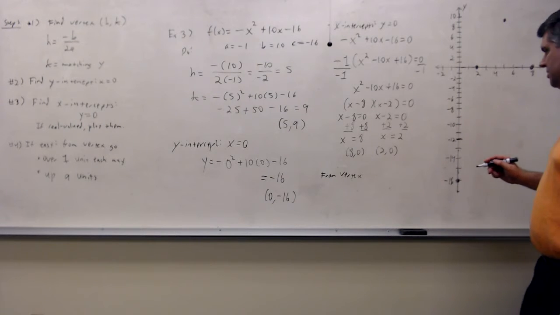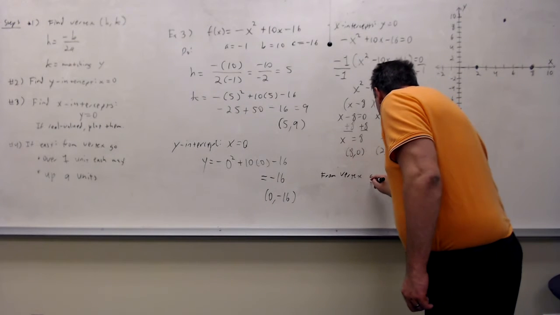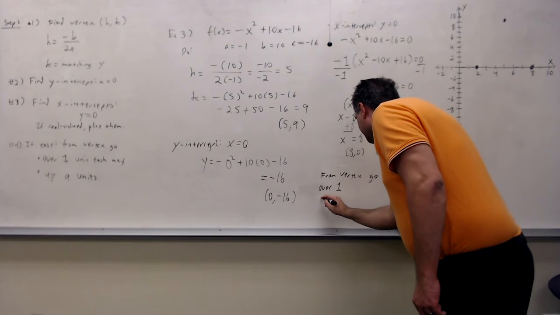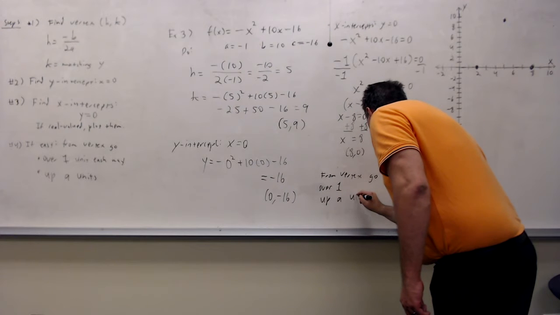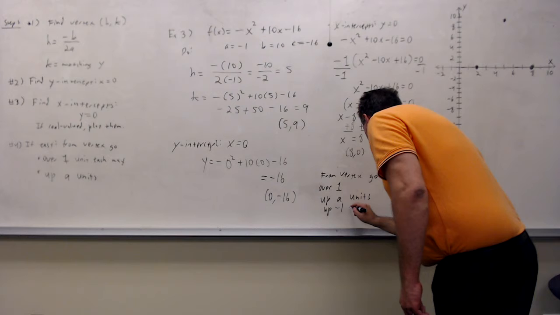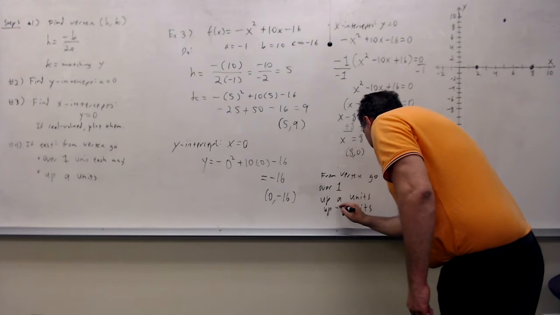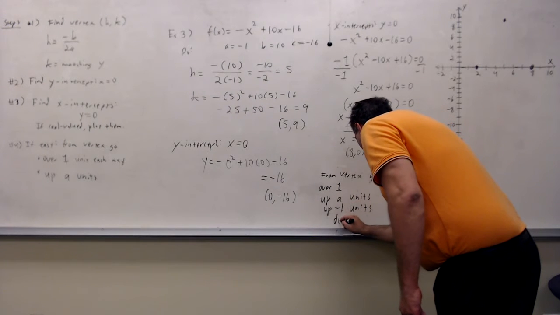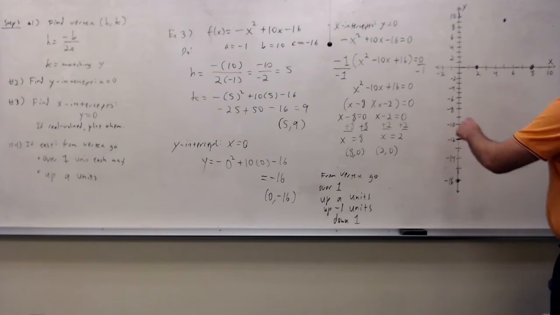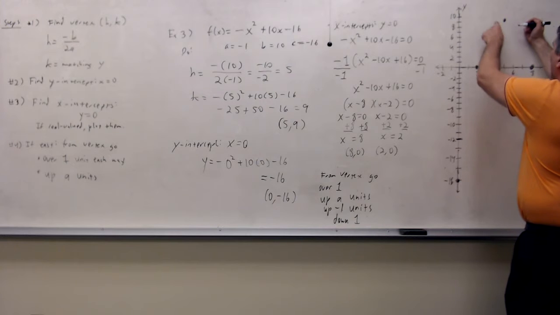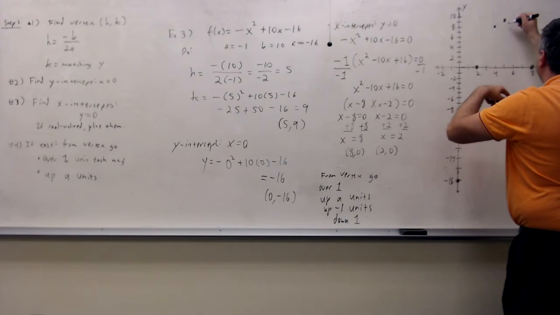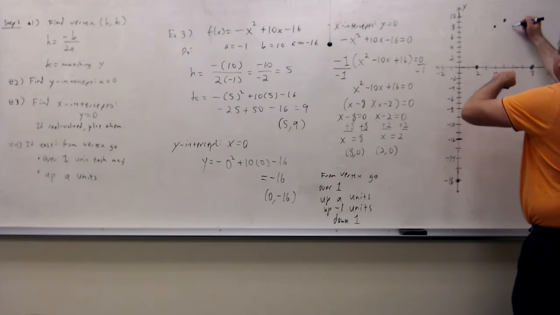So from the vertex, I'm going to go over 1 and up A units. That means up -1, which is really down 1. So from the vertex, I'm going to go over 1 and down 1, and from the other way, over 1 and down 1.